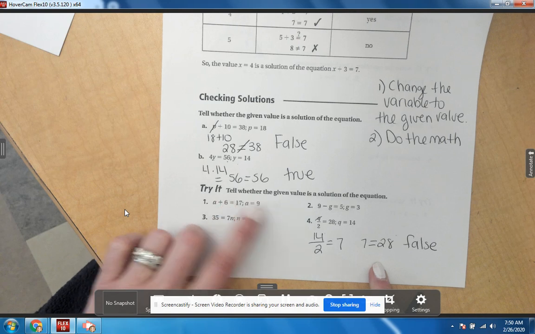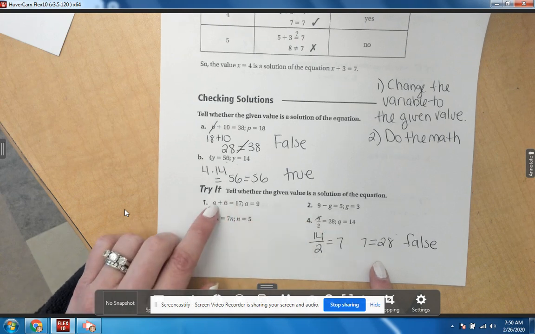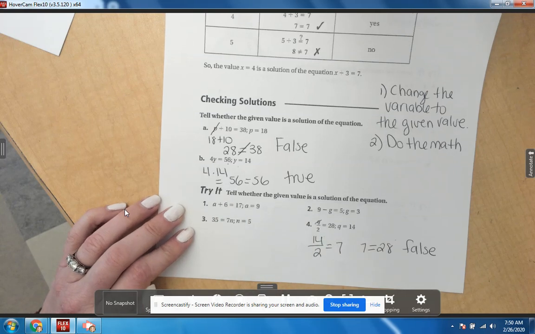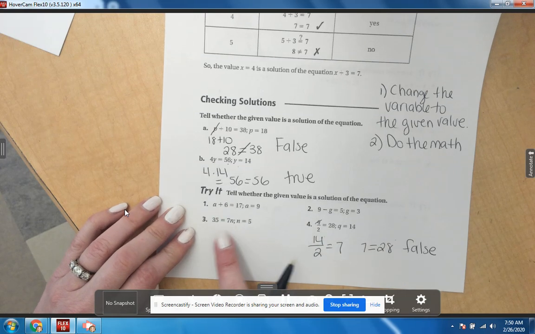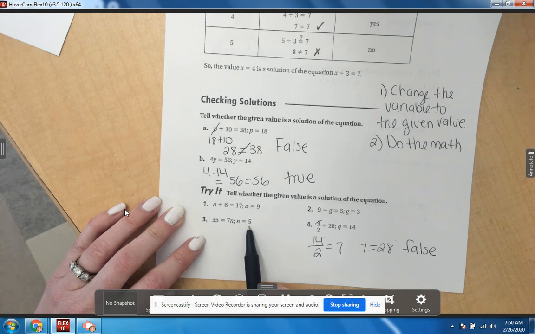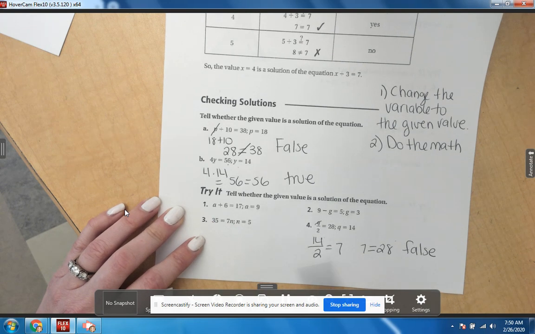So you're going to try the other 3, okay? So you're changing the variable to the number it tells you, doing out the math, and telling me whether it's true or false. Does it equal the answer they tell you it should? This is the same thing, only it's written backwards. So 7 times n, change the n to a 5, see if you get 35 for an answer. It's true or false.